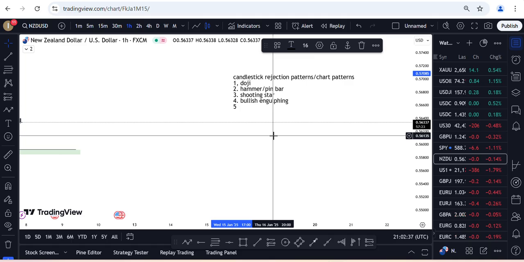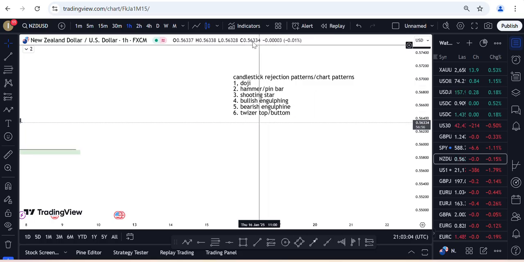Number five will be bearish engulfing. Okay, doji. Let's say number six would be tweezer top slash bottom. Okay, so these are the basic candlestick patterns we'll be focusing on right now.